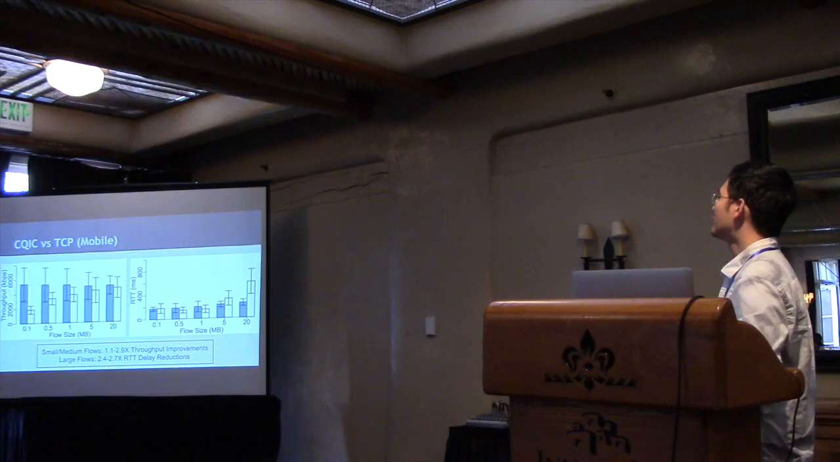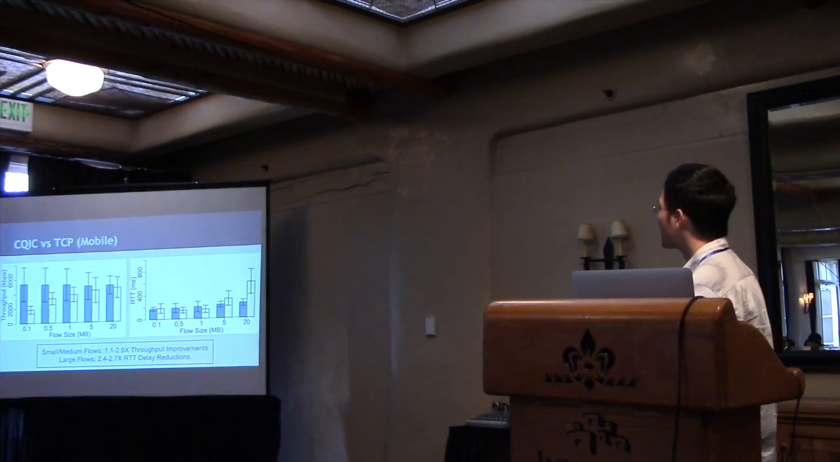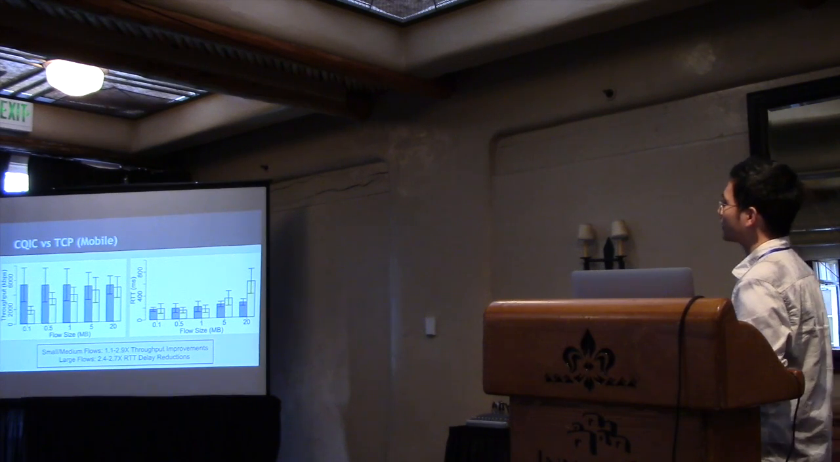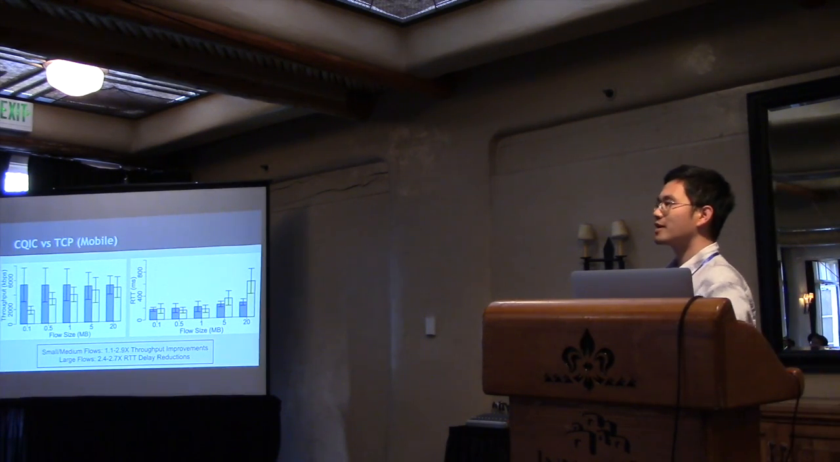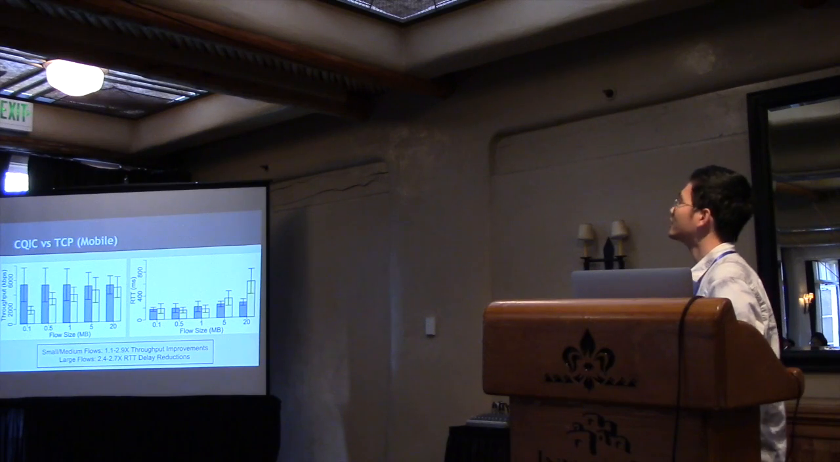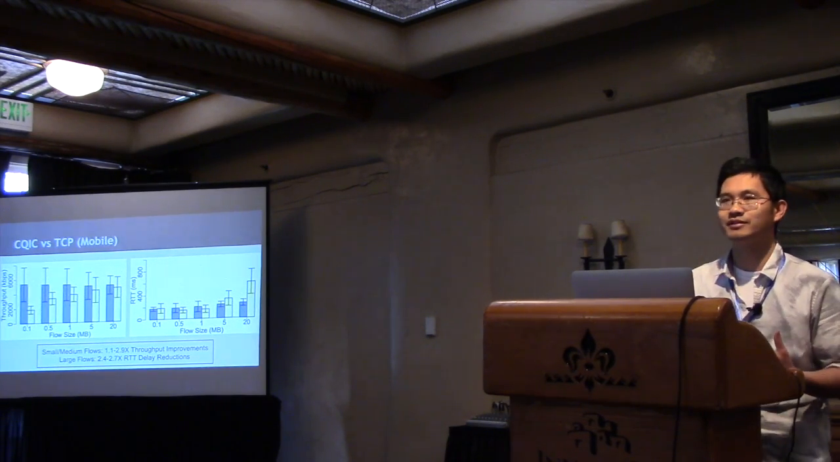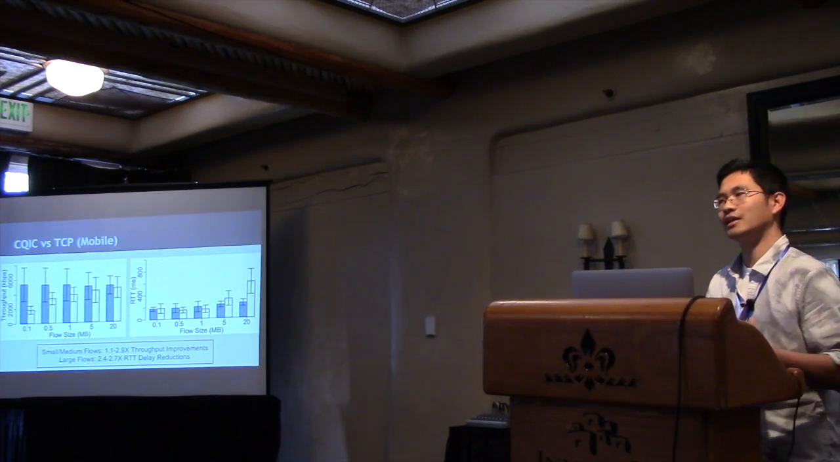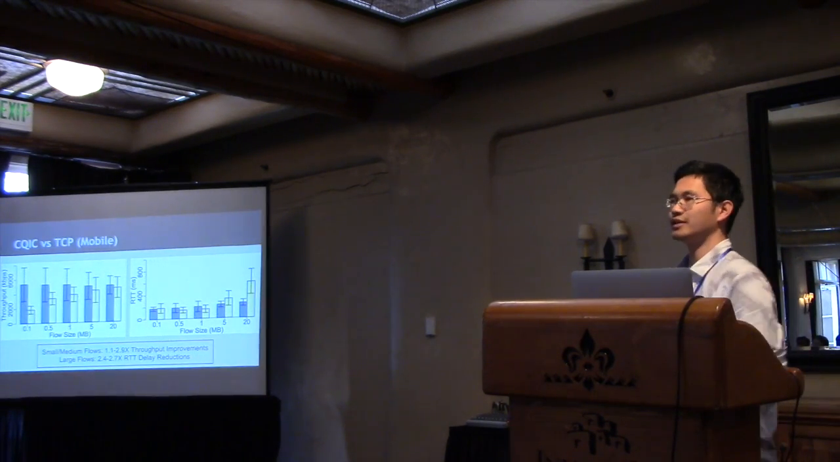So here's the result for mobile cases. The trends are generally pretty similar to the static ones. I just want to point out one thing: if you look at the 20 megabytes in terms of throughput, CQIC is going to gain an additional 8 to 10% throughput compared to TSP, because this time there is more channel variation in the experiment.